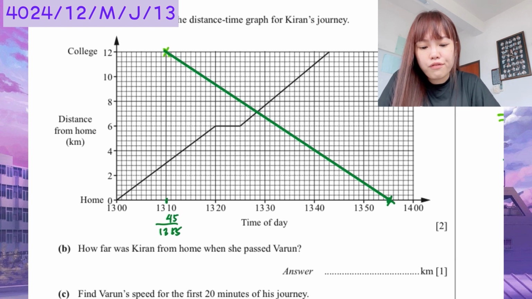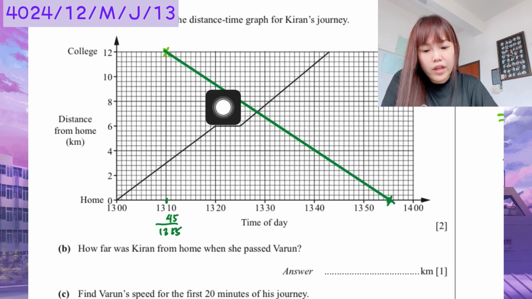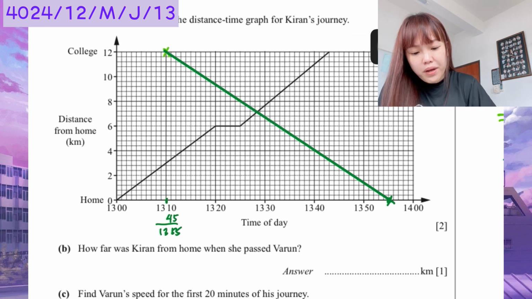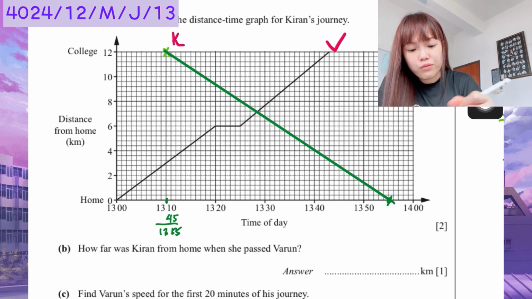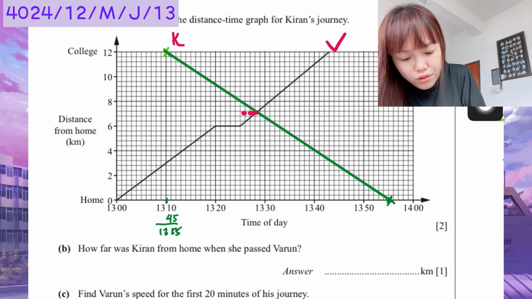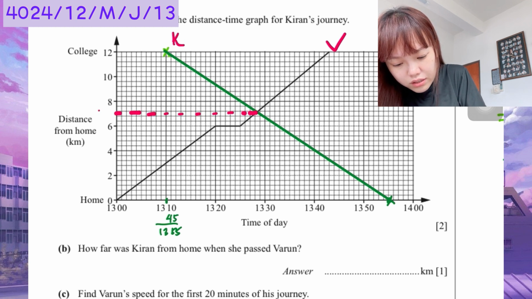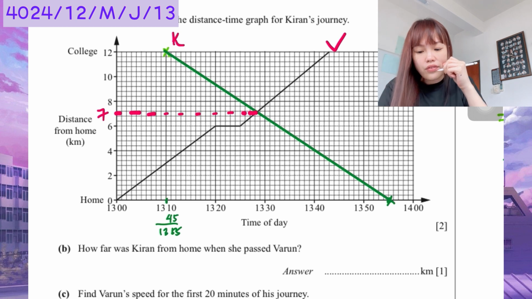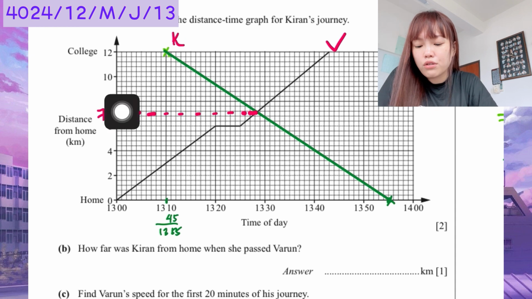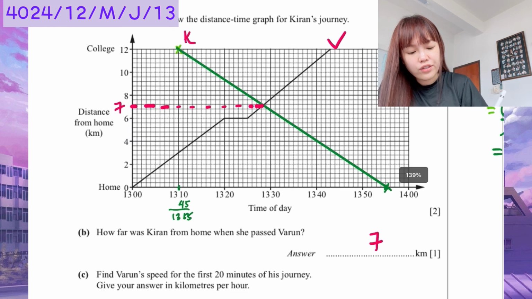Draw the distance time graph for Kiran's journey. Now part B. How far was Kiran from home when she passed Varun? She passed Varun here because this is Varun's, this is Kiran's. So they pass each other here. So the distance here is 7. It's 7 kilometer from home. But if they ask from college, 12 minus 7 is 5. From college is 5, but from home is 7, so the answer is 7.